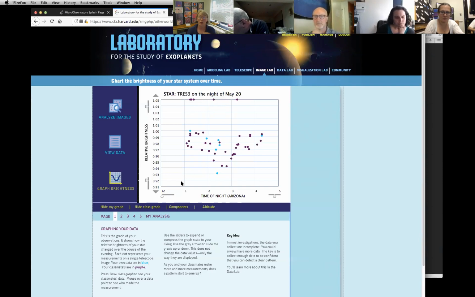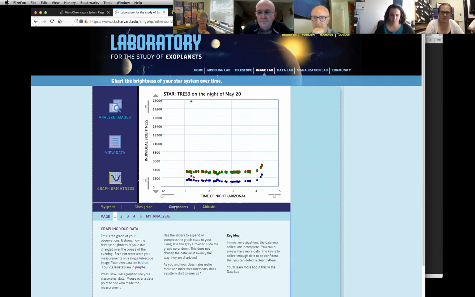It turns out ExoLab has some tools to analyze that. You can look at the raw components using this components feature here. If I click on that, we'll see the raw data, and you can see the target star are the green dots. The 2 comparison stars are red dots. For TRES3, the comparison and target star all are about the same brightness, so they overlap each other. But you notice there's this target star measurement way up here by teacher 9.